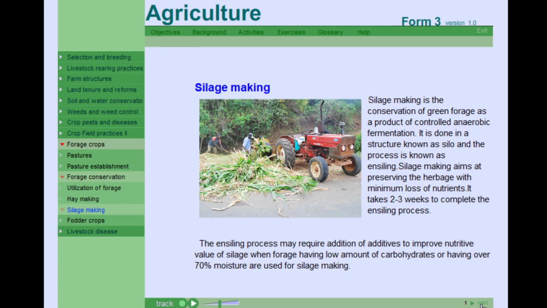The ensiling process may require addition of additives to improve nutritive value of silage when forage having low amount of carbohydrates or having over 70% moisture are used for silage making.